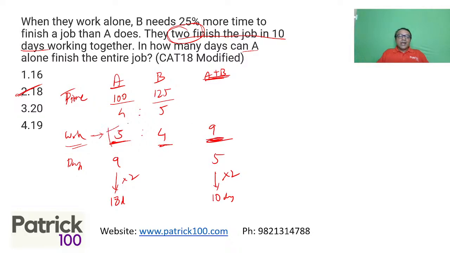Now we have to find out A, and A plus B is given to you. We have to find A. Reverse it. Days taken is 9 is to 5. If work done is 5 is to 9, days taken is 9 is to 5. 5 stands for 10. Double. So 9 will stand for how much? We'll get 18 as the answer.